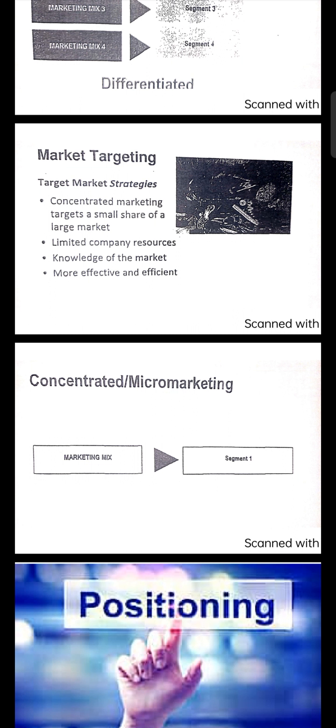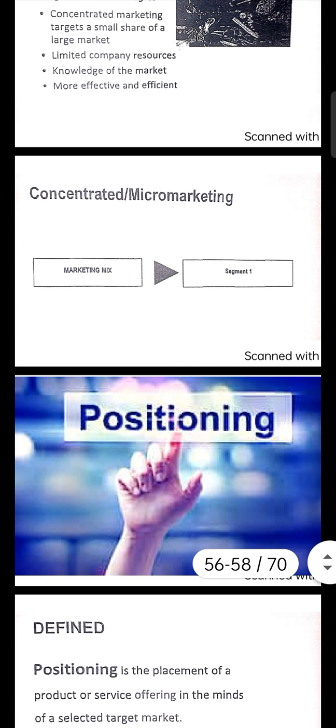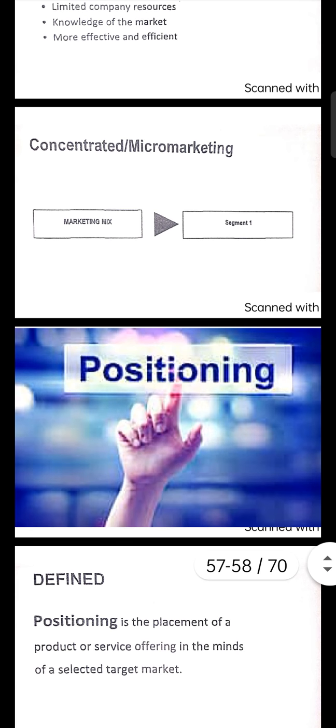When you target a small group, because you have limited resources, you just focus on the knowledge of the market, and it could be more efficient and effective. Concentrated and micro marketing. So marketing mix for segment 1 is just one way of using micro marketing, targeting a concentrated group in only one segment.